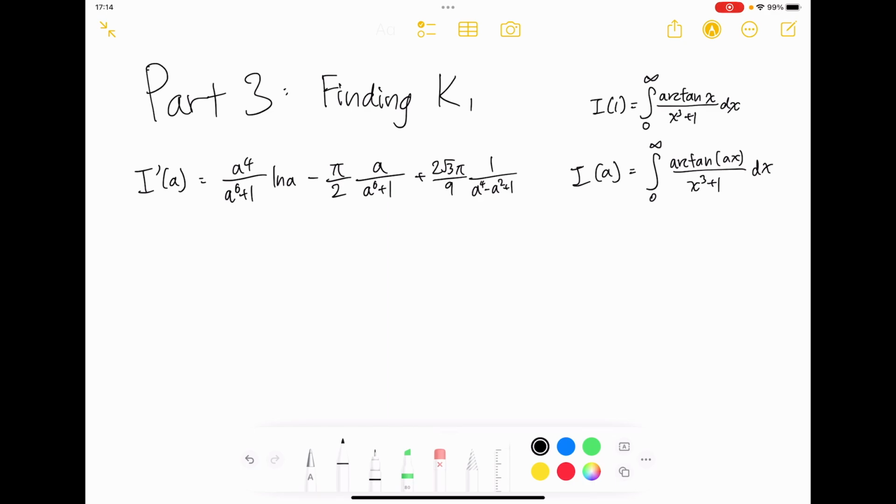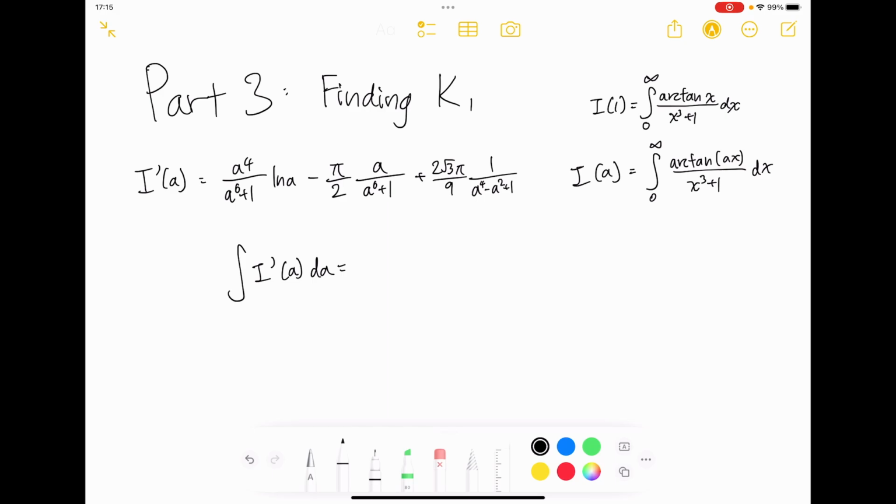So, our ultimate goal is to find I of 1. How are we going to find I of 1 when we only have I prime of A? The logical thing to do is to integrate it, because if you integrate I prime of A, it's going to get us I of A, isn't it? But we can't just do that, because we want I of 1, not I of A. So we'll have to put some bounds in.